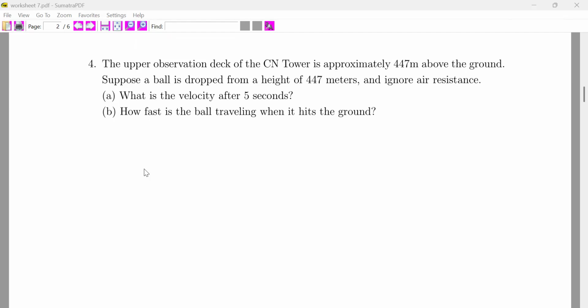Next part is about observation deck. The upper observation deck of the CN Tower is approximately 447 meters above the ground. Suppose a ball is dropped from a height of 447 meters and ignore air resistance. Part A. What is the velocity after 5 seconds?